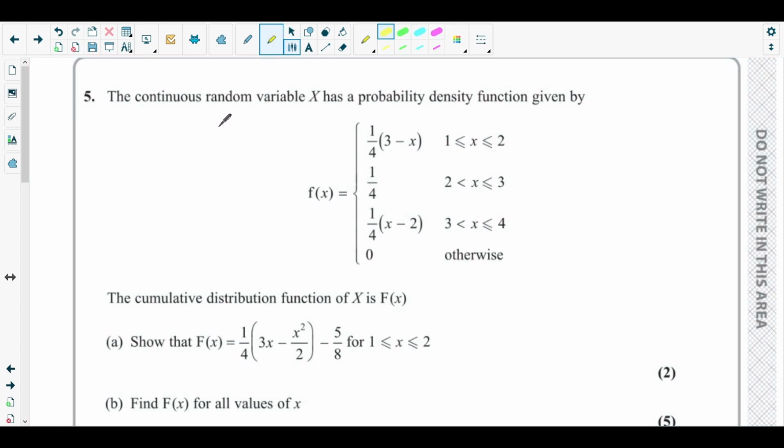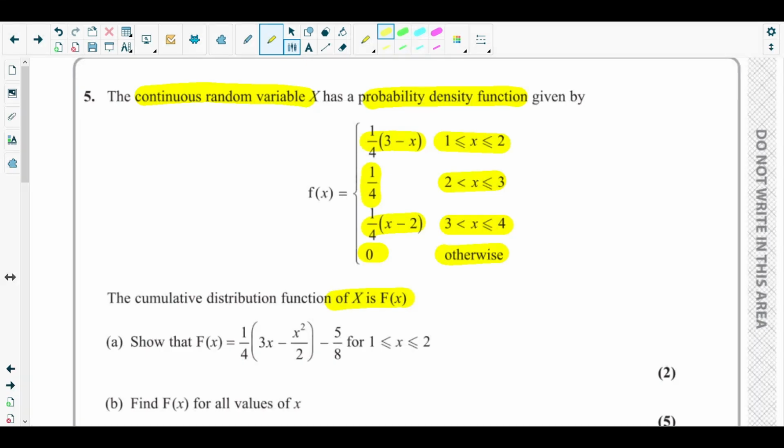So question 5 says the continuous random variable X has a probability density function, that is PDF, given by f of x equals 1 over 4 times (3 minus x) for x greater than or equal to 1, less than or equal to 2, then 1 over 4 for x greater than 2, less than or equal to 3, and then 1 over 4 times (x minus 2) for x greater than 3, less than 4, and otherwise 0. The cumulative distribution function of X is capital F of x, the CDF.